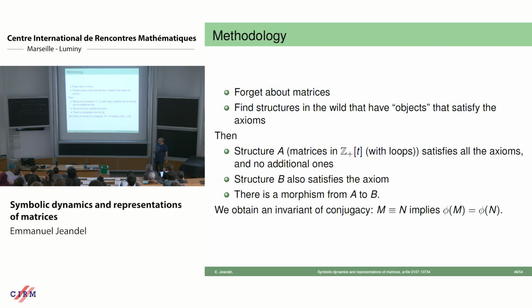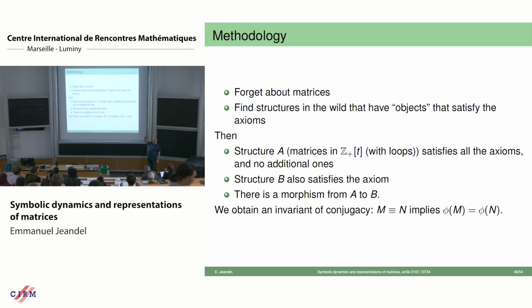If you find one, what do you have? Well, you know that the matrices satisfy all the axioms and no additional ones. You know that the structure you find in the wild also satisfies the equations, but might satisfy more equations. So what it means is that actually there is a morphism from matrices to your structures. Okay?